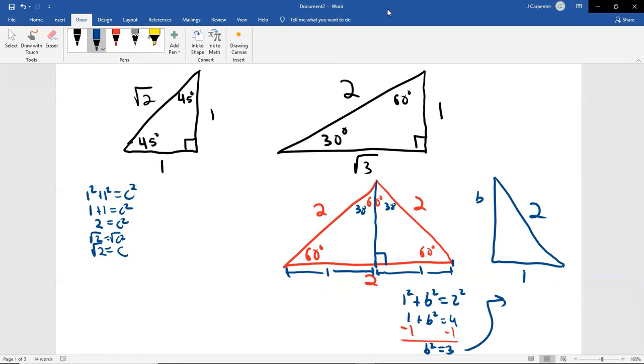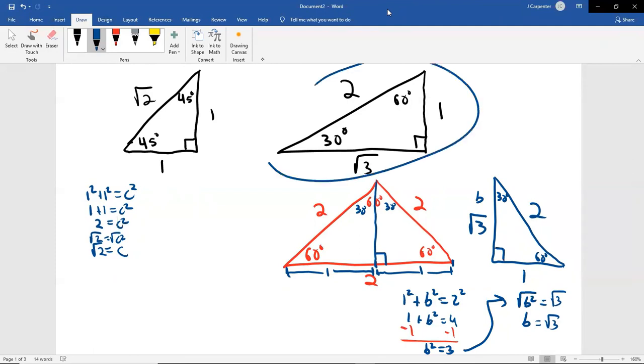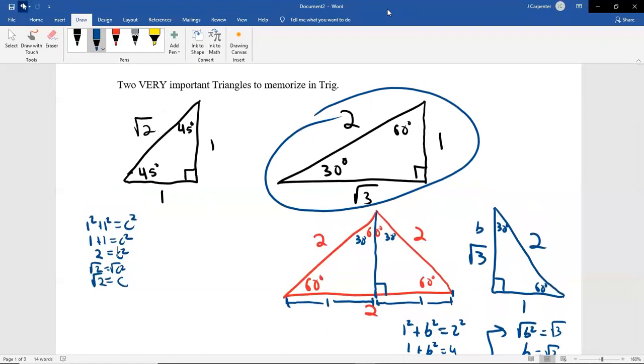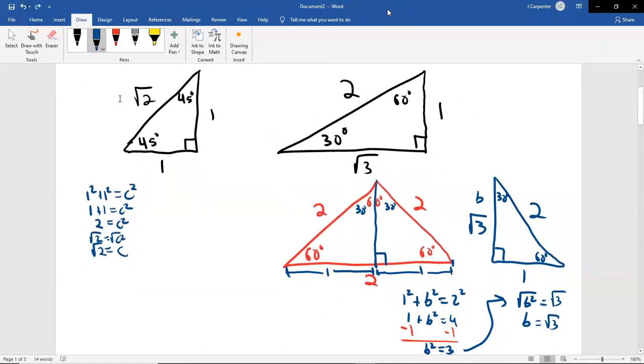So let me move up here. Take the square root of both sides. You're going to be doing this over and over and over throughout the course. And that says that b is the square root of 3. So that is why the 1, 2, square root of 3 triangle exists, and I didn't put the angles back in there, where this is 30 degrees, this is 60 degrees, and this is our right angle. That's the proof of this thing right here. That's why that triangle exists.